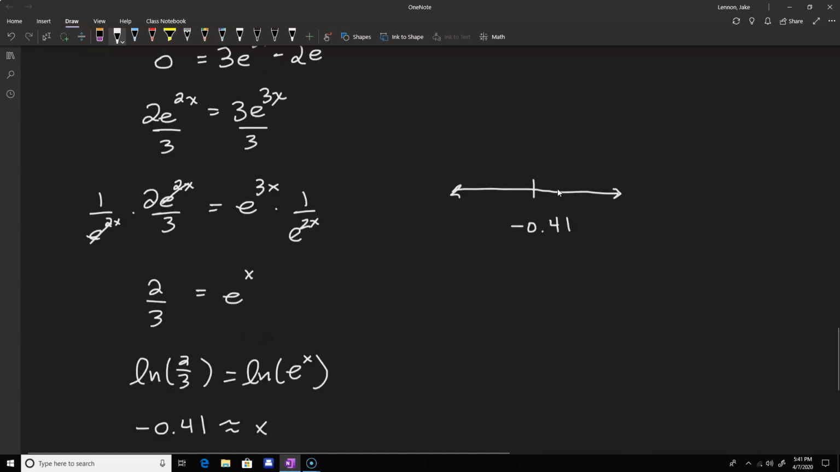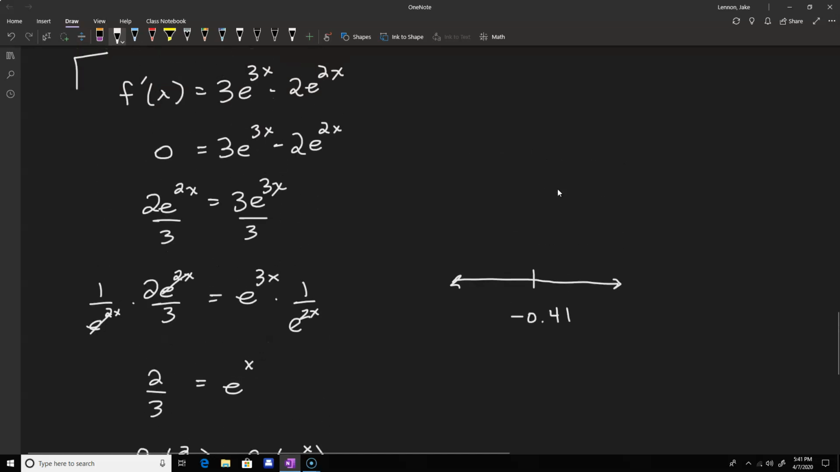So pick some value, plug it into the derivative, f prime of x, and see if you get a positive number or a negative number. Let's say we plugged 0 in. That would be on the right-hand side. If you plug in 0, you end up with 3e to the 0 minus 2e to the 0, which is equal to 1. So we have a positive derivative on this side and a negative derivative on this side. So our function is decreasing until we get to negative 0.41 and then increasing thereafter.